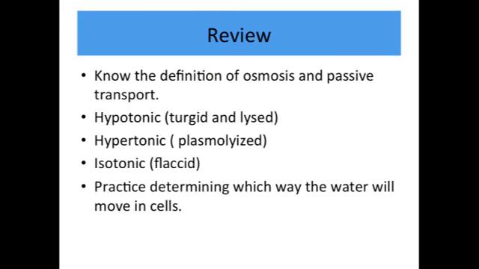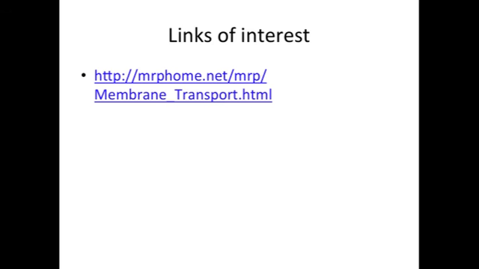So that about does it for our osmosis video. Make sure you know the definition of osmosis and passive transport. Make sure you know what a hypotonic solution is and you know the words turgor and lysed. Understand what hypertonic is and what plasmolyzed is, what an isotonic situation is and what flaccid is, and make sure you do a little bit of practicing determining which way the water will move in cells. I've added in the next slide a link to a website you could go to so you can get some practice and some other pictures to help you have a better understanding of osmosis. Anything you don't understand, make sure you write it down and let me know in class tomorrow. See you then.